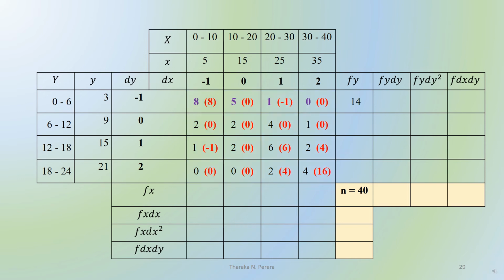Next, consider the Fy column. This means frequency for each y class interval. So let's consider the first y class interval, which is 0 to 6. All the corresponding frequencies 8, 5, 1 and 0 belong to this class. So frequency for this class is equal to 14, which is summation of 8, 5, 1 and 0.